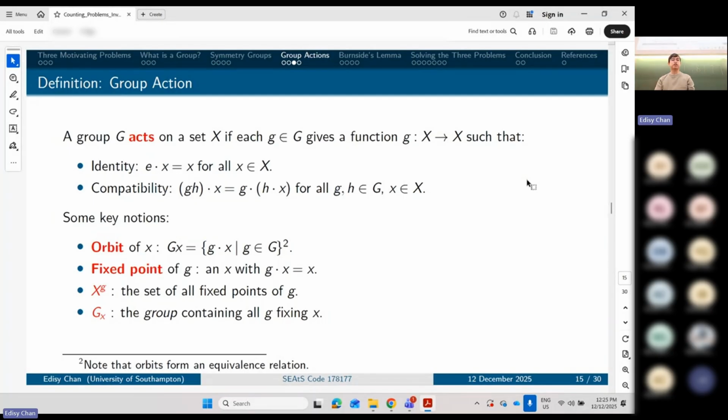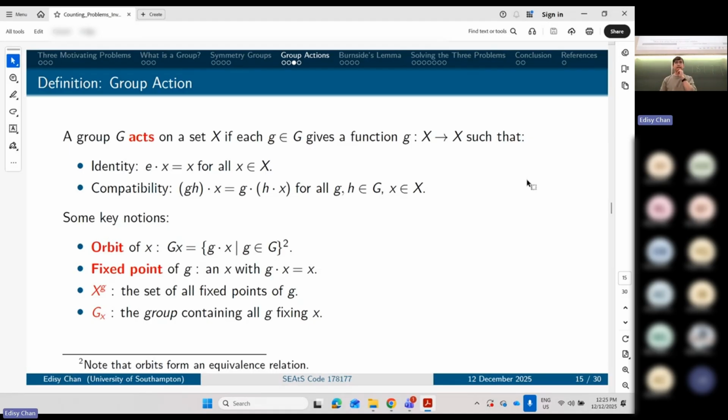And we have to make sure we have the following compatibility conditions and the identity conditions. So the identity in our group will do nothing on our set. It's true, right? In the rotational symmetry, we have the identity, which means do nothing, so the cube will do nothing. Okay, great. That's the first one.